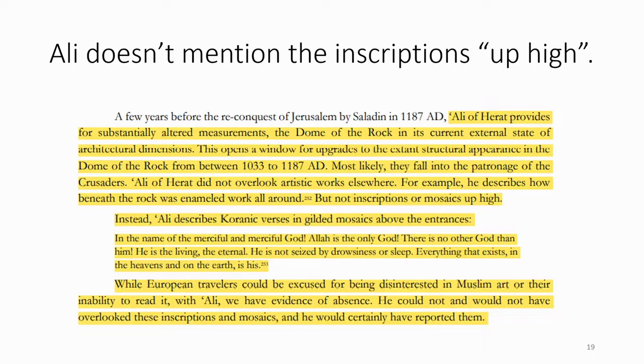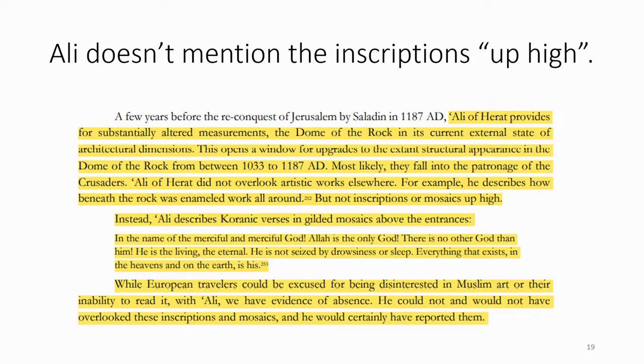Ali of Herat did not overlook artistic works elsewhere. For example, he describes how beneath the rock was enamelled work all round, but not inscriptions or mosaics up high. Why does he not mention those? If he's well capable of describing artistic works, say, below the Dome of the Rock, why does he not mention them right above his head?